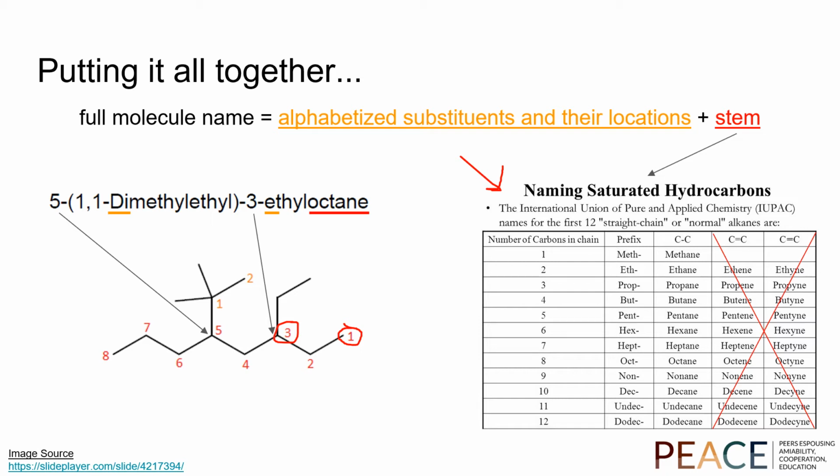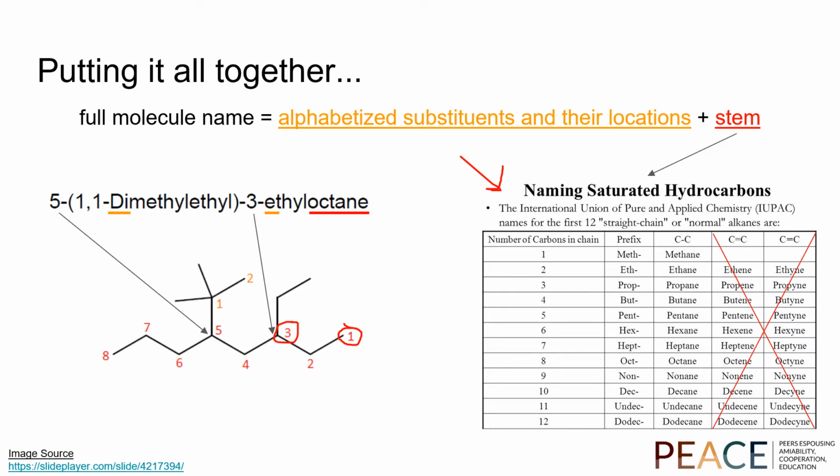So once this is determined, we can put everything together in the name. Out of our two substituents, dimethyl ethyl will be listed before ethyl because D comes before E in the alphabet. Notice that we included the di prefix when alphabetizing, because that particular substituent was a branched chain alkane. When putting it all together, be sure to include the specific positions of each substituent.